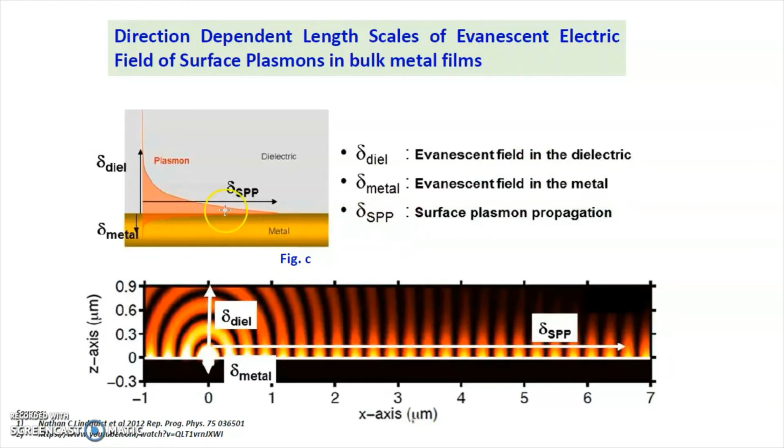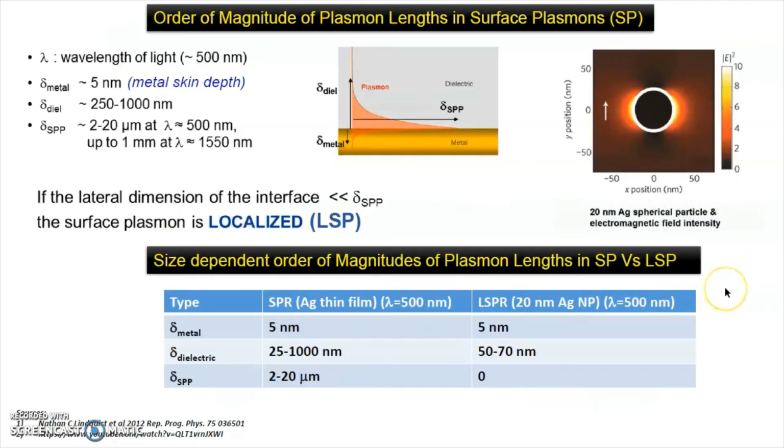So that is what we have shown in the longitudinal direction, that is delta SPP. It represents the surface plasmon propagation. So we have three types of length scale: delta dielectric, delta metal, and delta SPP. So let us take an example.